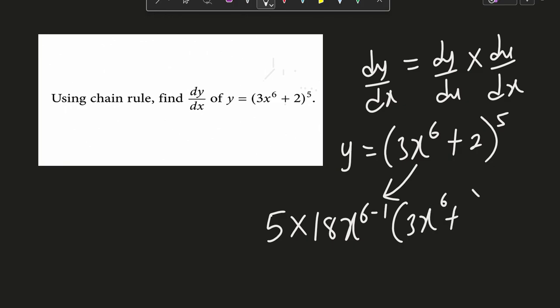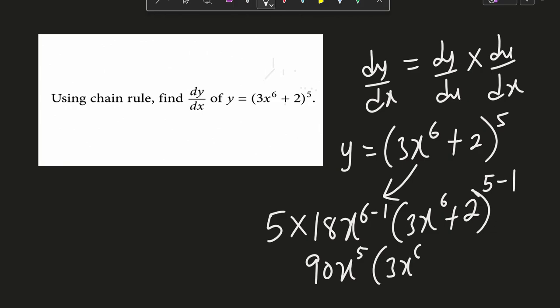The 5 will be here, and I'm taking 1 away from it. So I multiply the same thing. I'm going to have 90x^5 times (3x^6 + 2)^4. And with that, I've gotten the answer to that question.